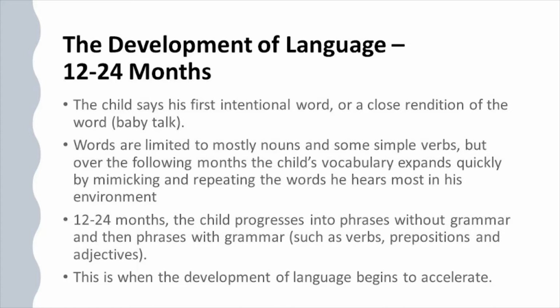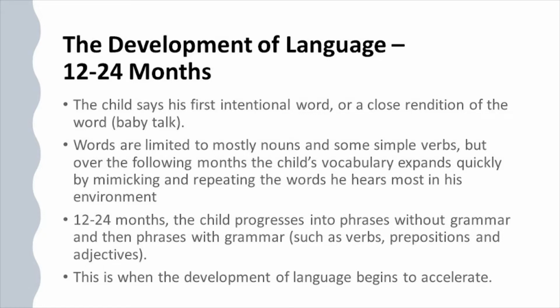And then in 12 to 24 months, the child says his first intentional word or a close rendition of the word, maybe some baby talk. I think my parents told me that one of my first words was water, but I didn't say water. I think I said wordy. When we're that age, we don't always get it perfect, right? But the intent is there, and even if they don't say it quite right, you know exactly what they're talking about.